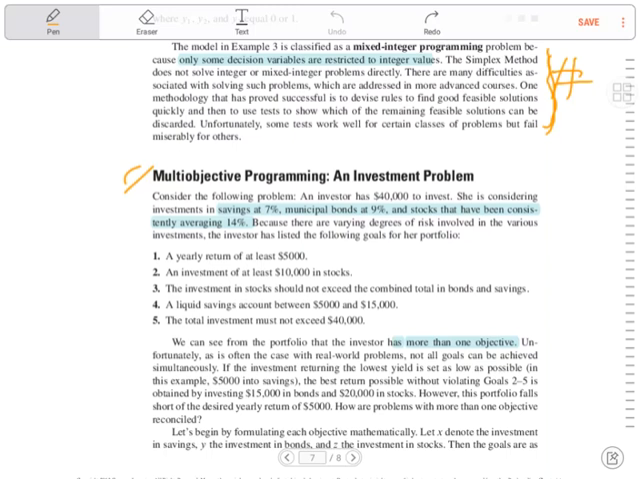Discuss an example of multi-objective programming. It is actually an example of dealing with an investing problem. So the problem is as follows: an investor has $40,000 to invest.